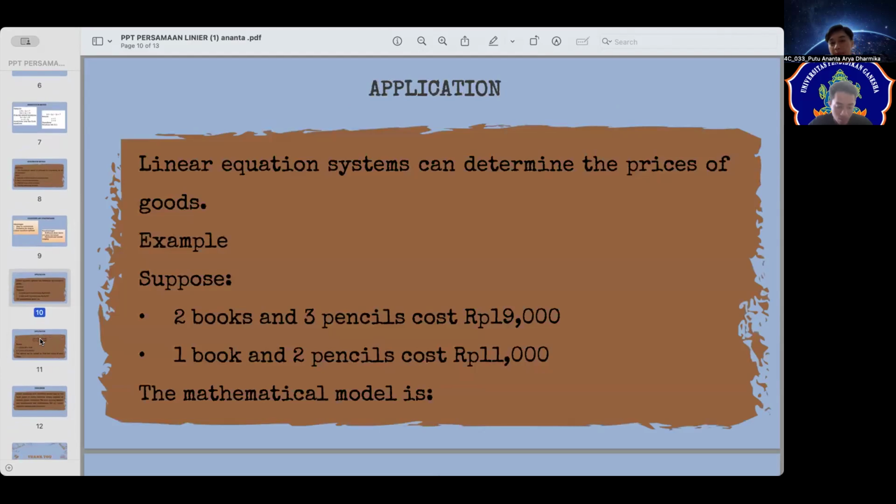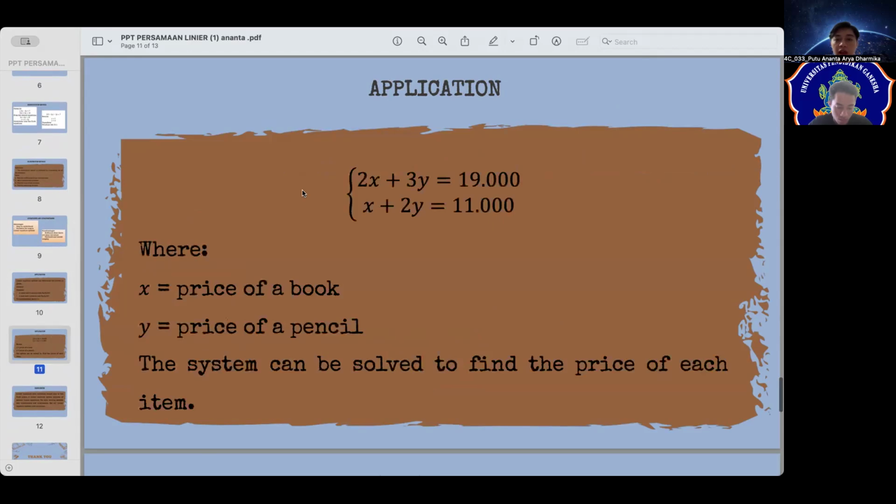The next is application. A linear equation system can determine the price of goods. For example, suppose that two books and three pencils cost 1900 rupiah, and one book and two pencils cost 1100 rupiah. The mathematical model is 2x plus 3y equals 1900 rupiah and x plus 2y equals 1100 rupiah, where x is the price of a book and y is the price of a pencil, and the system can be solved to find the price of each item.